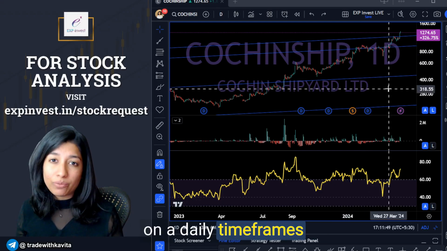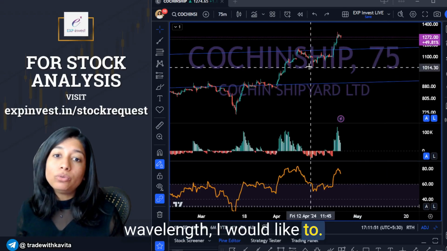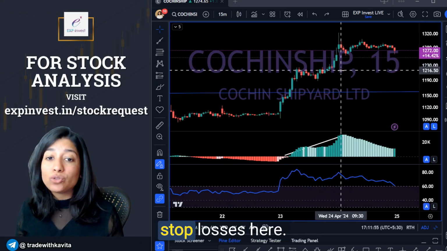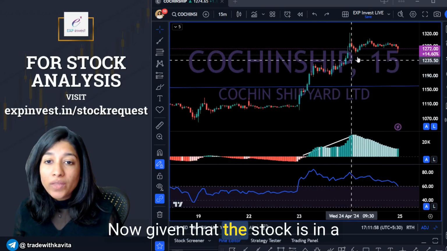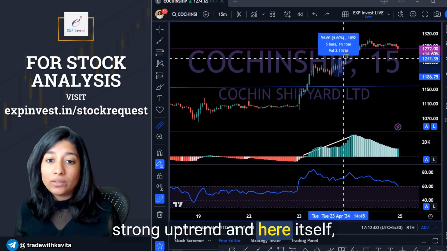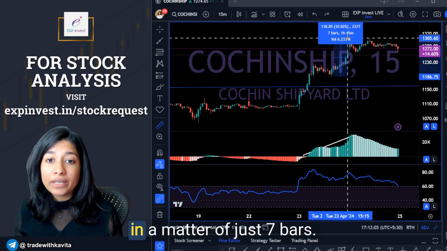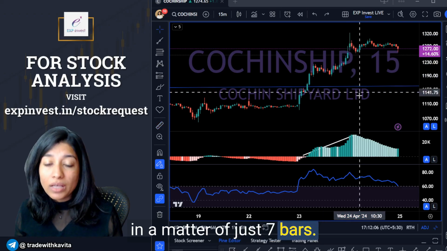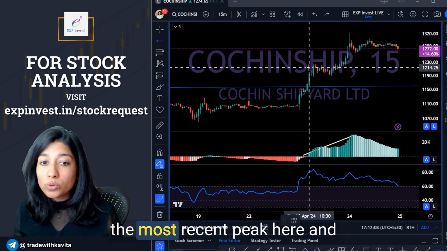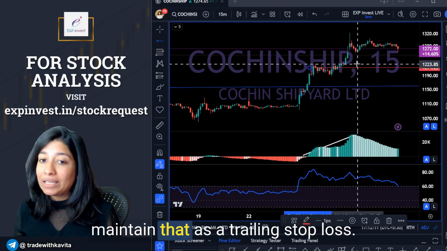Now, because I don't want to subject myself to a massive correction, which is probable and can unfold on a daily time frame's wavelength, I would like to maintain revised stop losses here. Given that the stock is in a strong uptrend, and has moved up 10% in a matter of just 7 bars, I would take the most recent peak here and maintain that as a trailing stop loss.